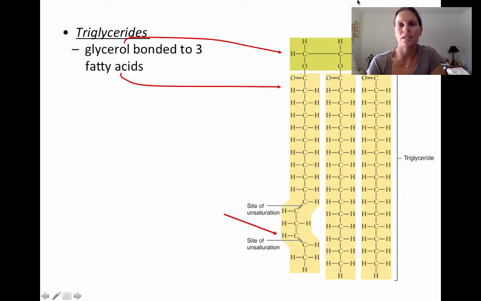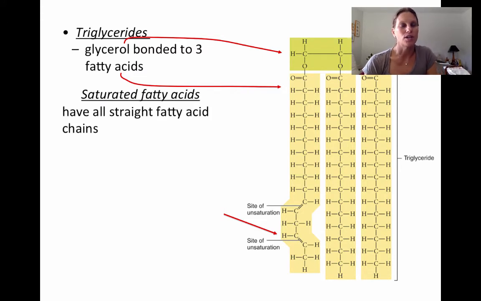It's got 3 fatty acid tails bound to this head up here. So look at all the hydrogens and carbons. Lots of hydrogen-carbon linkages here. All right, so again, saturated fats. Saturated fats have all straight fatty acid chains. So see how this is straight? That's called a saturated fat. Basically, all the carbons are saturated with hydrogens is what they're saying.